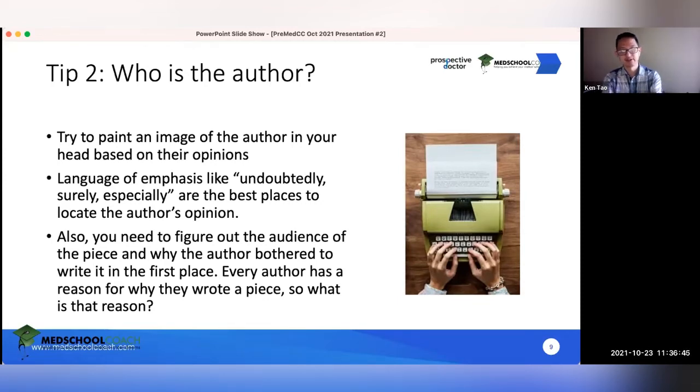And I said this earlier, but when it comes to reading MCAT CARS passages, paying attention to specific words is extremely important. That's just because there are so many ways that an author can choose to make a statement, and their word choice is immensely helpful in figuring out their position, their stance on a particular topic. So words like undoubtedly, surely, especially, all point out the author's opinion towards a particular idea. So all of this is really helpful.